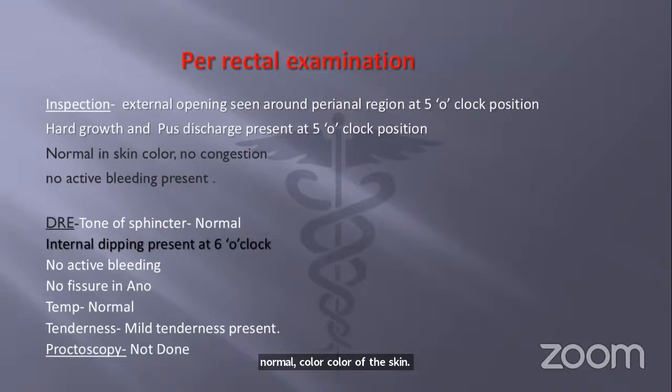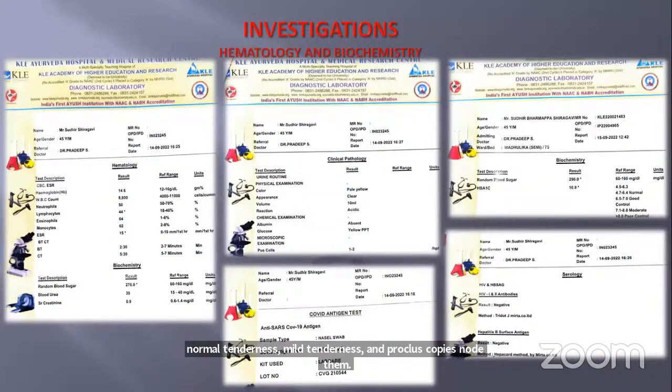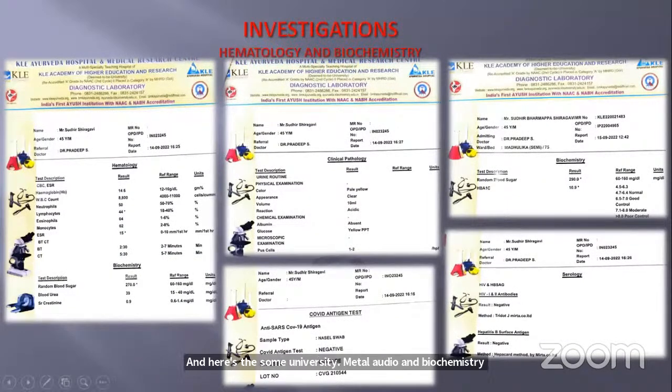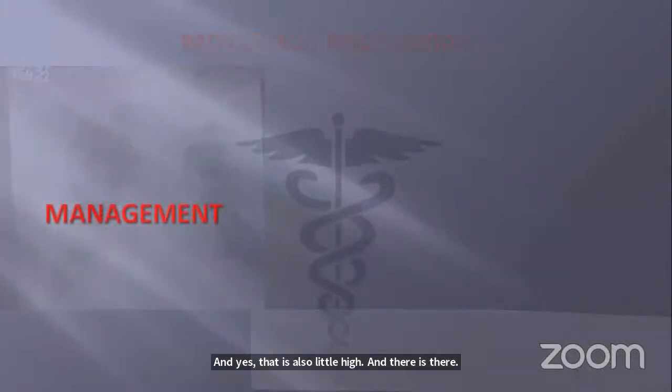On digital rectal examination, the tone of the sphincter is normal. Internal opening is present at the 6 o'clock position. No bleeding, no fissure, temperature is normal, there is mild tenderness, and proctoscopy is not done. Here are the hematology and biochemistry reports of the patient, which show blood sugar level around 70 mg/dl, and ESR is a little high. Chest X-ray is normal, and ECG is also normal.